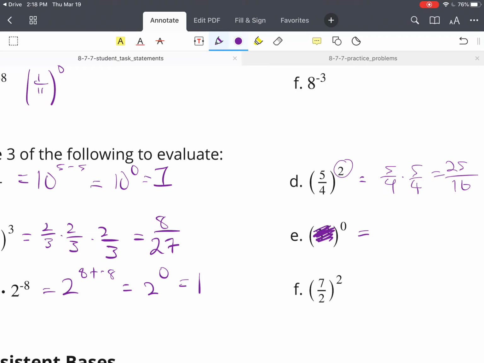Don't look at the inside. You're raising it to the 0 power. So what does it equal? Uno. Could never be the dos. Okay, never mind.